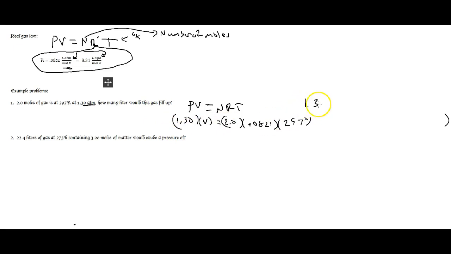Oh, I did that too fast. So you got 1.30 V equals 37.51338. Divided by 1.3 both sides, and I get my volume is equal to 37.5. Oh, this is only good to 2 digits, so I'm going to say 38. And it's going to be measured in liters.